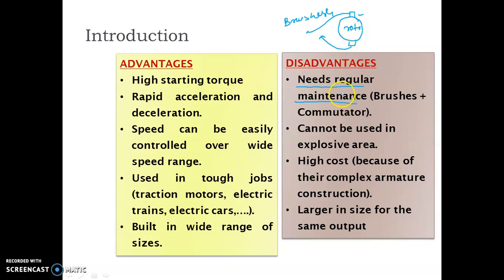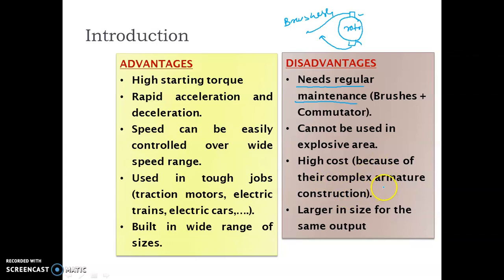That is why it is being replaced. Even in traction, this machine is being totally replaced by induction motors. It cannot be used in explosive areas. Suppose there is a cement factory, dust will come and stick here. When it rotates, sparking will take place here, and that will lose energy. So it is not useful for explosive areas. Short circuit may take place due to heavy dust. High cost because of complex construction.